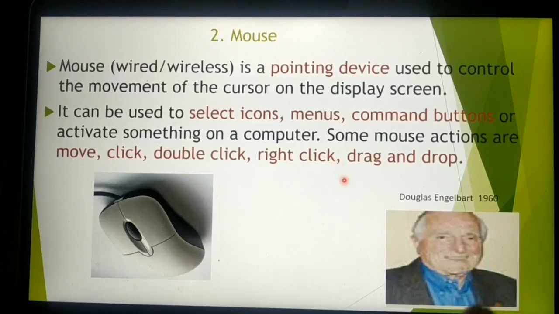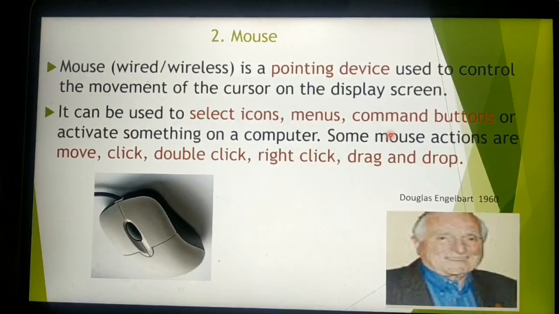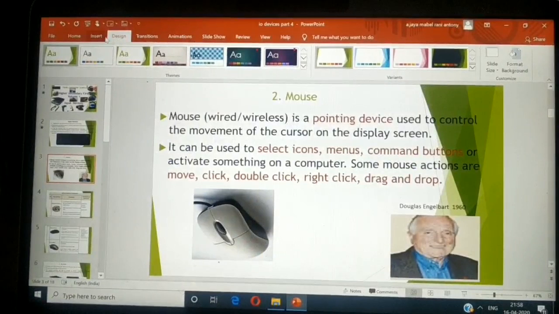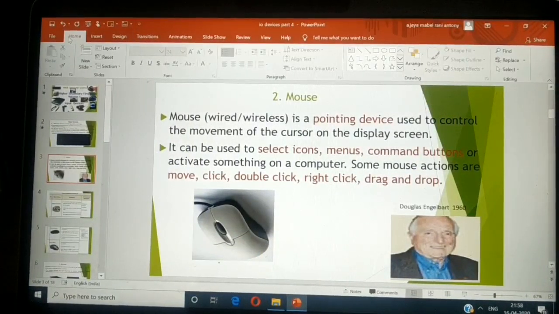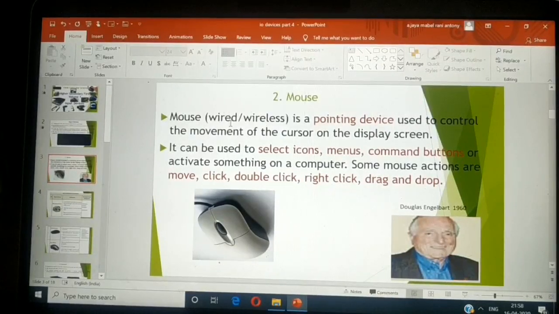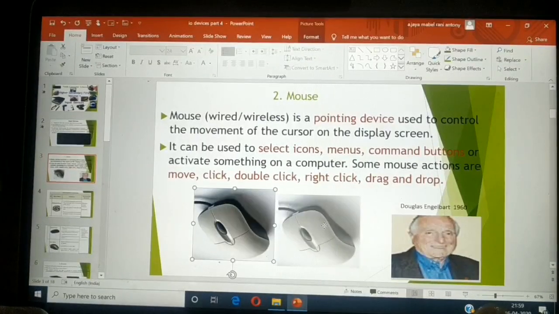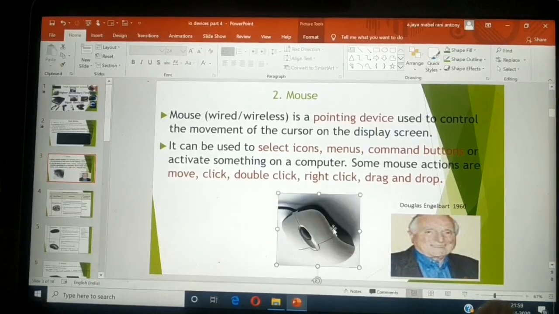Here by using this mouse we can select icons, menus, command buttons and some other activations also. For example, here in this document, these are all called menus. By using the mouse we can select any one of the menus. By selecting menus we can select submenus, and so on. Next, by drag and drop we can move the image from one position to another position. This is dragging and dropping the image to another position.